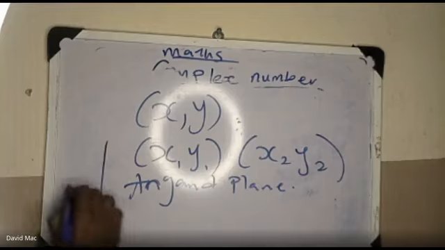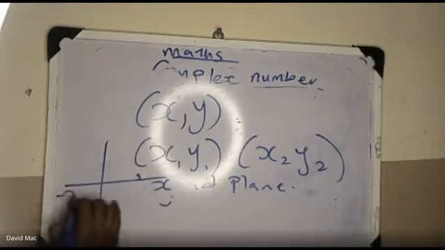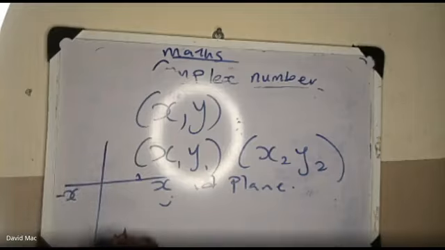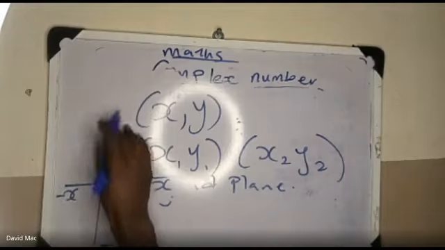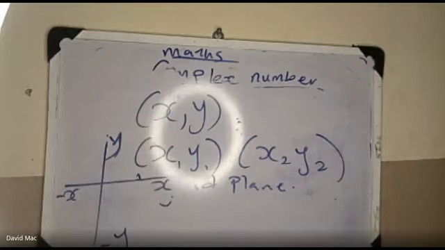You are having four axes. You are having your positive x-axis, your negative x-axis, your negative y-axis, and your positive y-axis. This is how you represent it on your Argand graph. You call this the Argand graph, or you can call it the Argand plane.